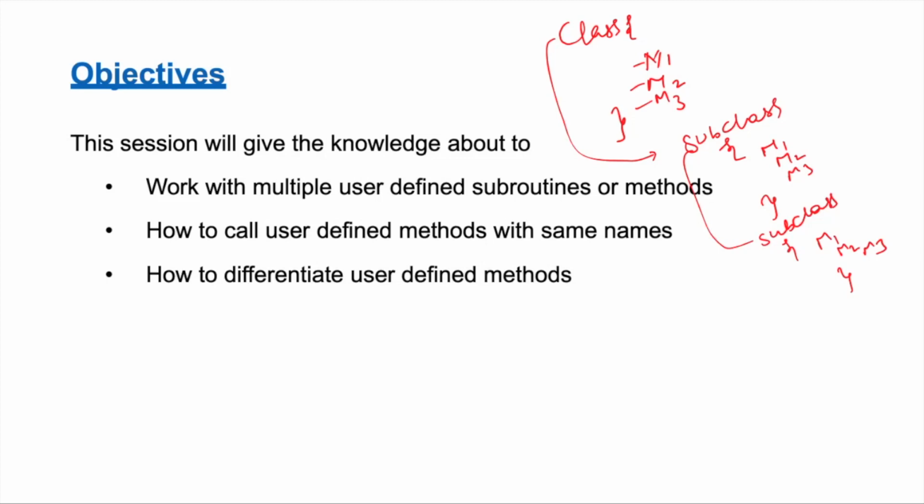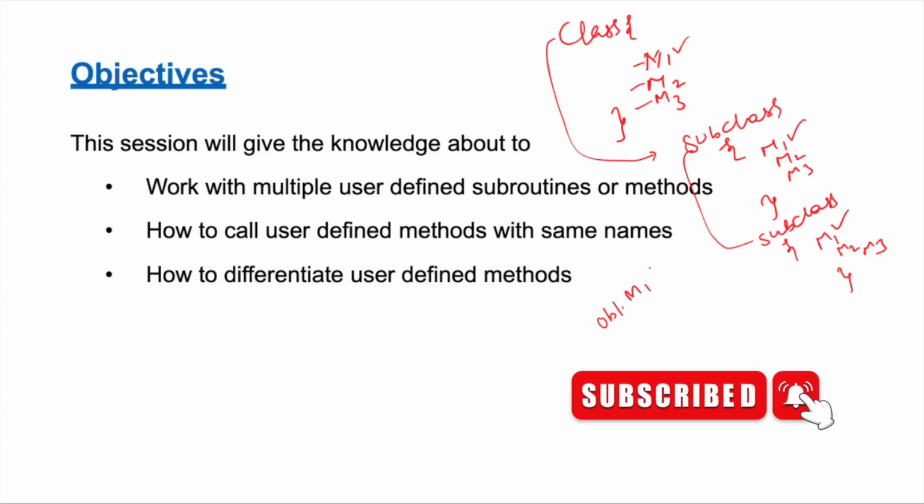Now if you see this hierarchy, here we have M1, here also we have M1, and here also we have M1. So which method should be executed here? For example, if I am going to call object1 dot M1 method, which method should be executed here? That is the question, right?